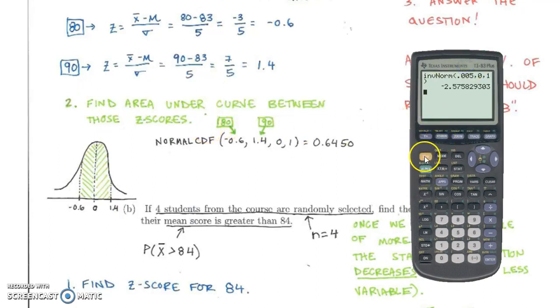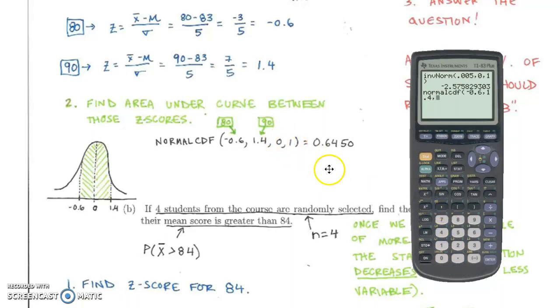I'm going to use normal CDF. That's found in second distribution, normal CDF. Please note that we don't use normal PDF for the purposes of this discussion or anything else that we do in MAT120. So I'm going to put in negative 0.6. The next argument is 1.4 because I'm trying to find the area under the curve between those two values.